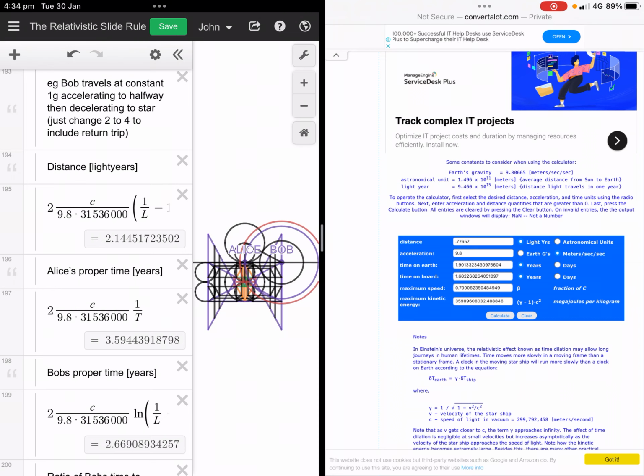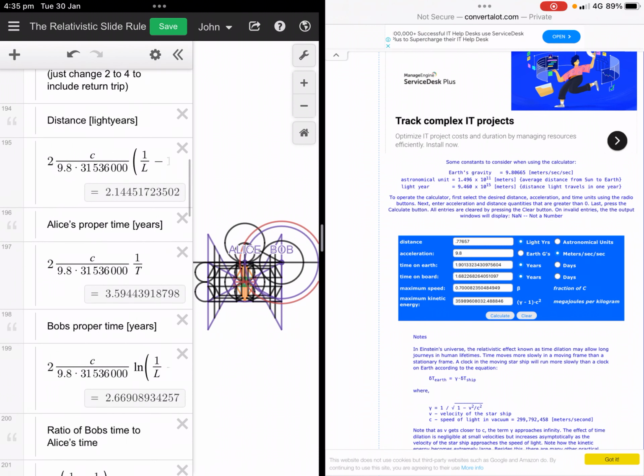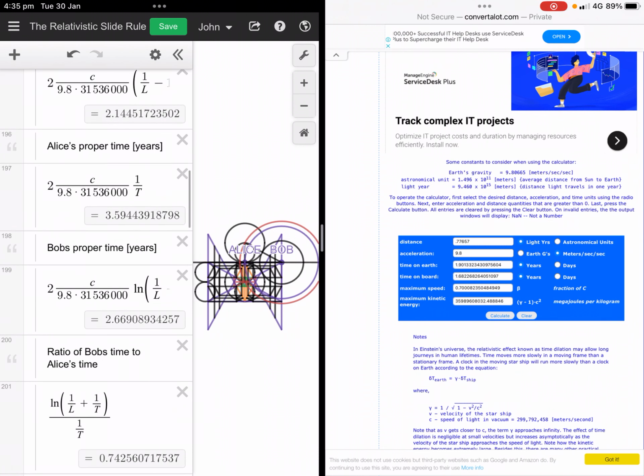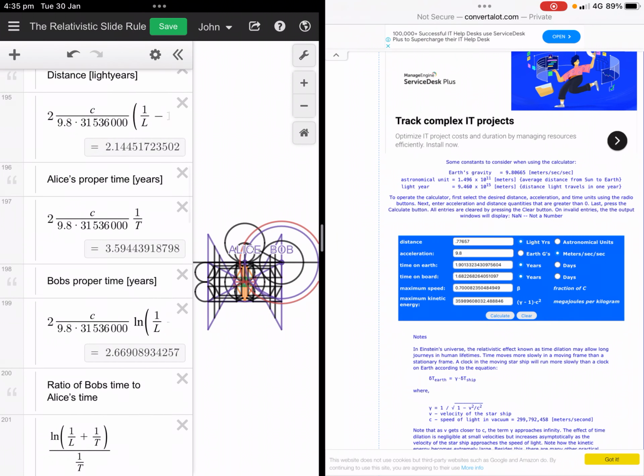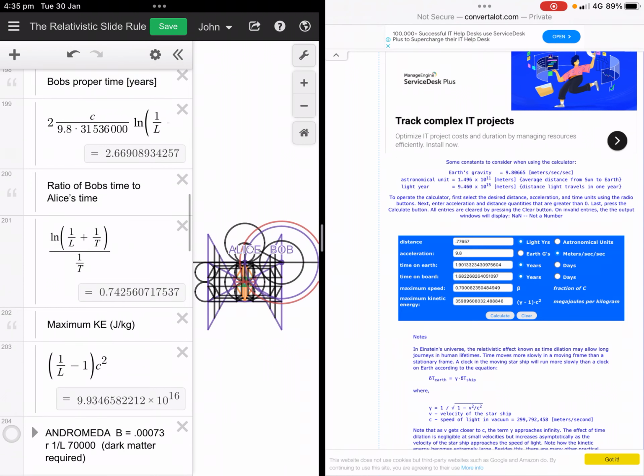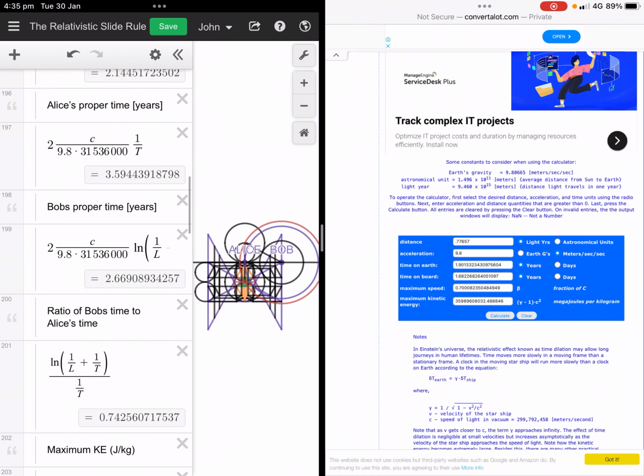And so how much time will it take? Well, if one's using a constant acceleration of 9.8, which is the same as Earth, then one's going to feel 1g the whole time, and it's going to take Bob 2.669 years, and 3.59 years is going to pass for Alice. So let's see if it's correct.